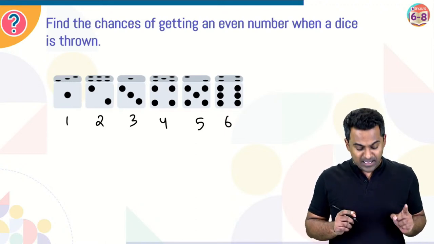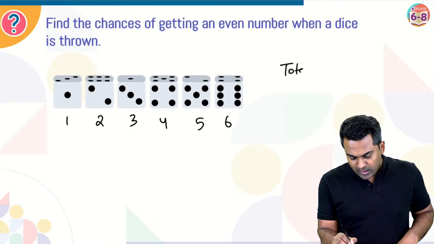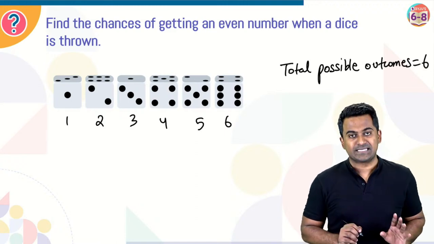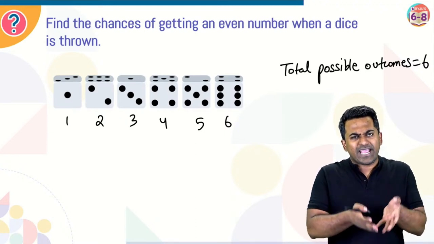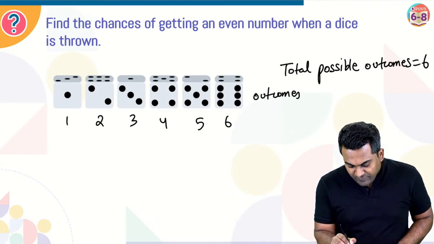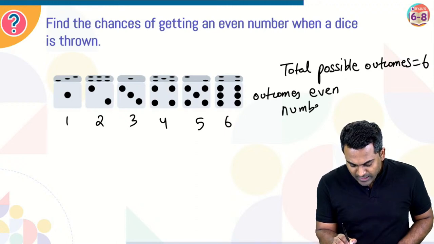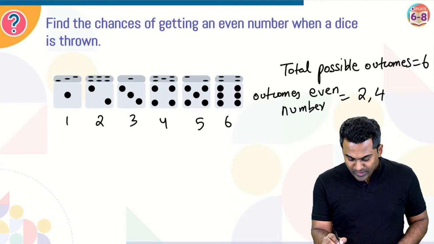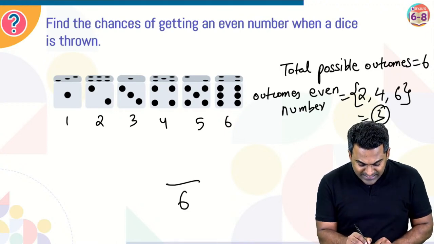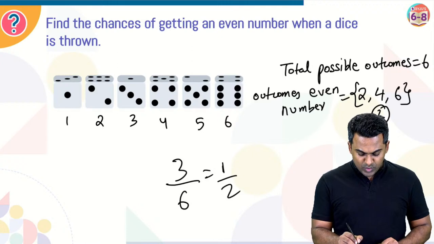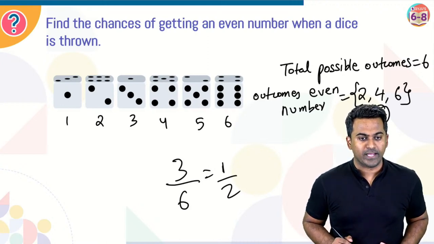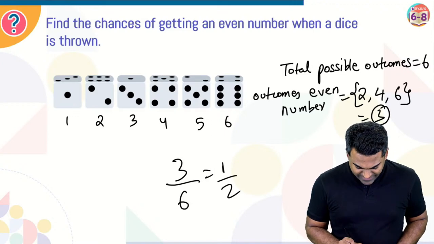I hope now you're understanding this, yeah? Because when you're throwing a dice, total possible outcomes are going to be 6, right? Total outcomes are 6 because it can be 1, it can be 2, it can be 3, 4, 5, or 6. Okay, the outcomes favorable to even number are going to be how many? Either you can get a 2 or you can get a 4 or you can get a 6. So there are 3 possibilities in which you can get an even number. Out of 6, 3 possibilities. So this simplifies to 1 by 2. Very good. The correct answer is going to be 1 by 2. Well done. 3 by 6 is equal to 1 by 2. Okay. Good. Fair enough. Next.